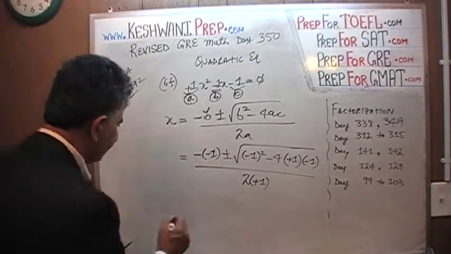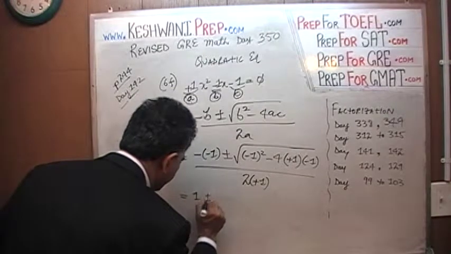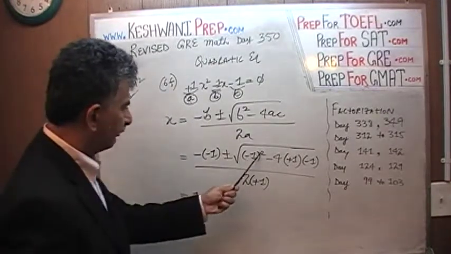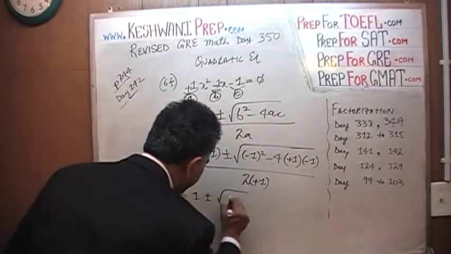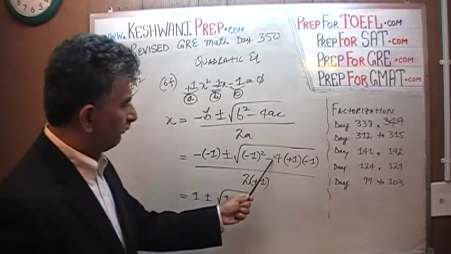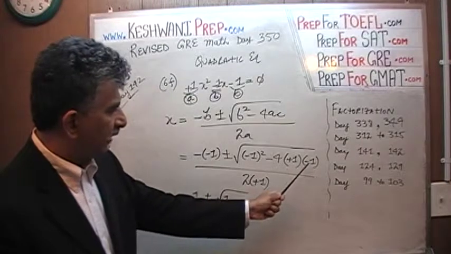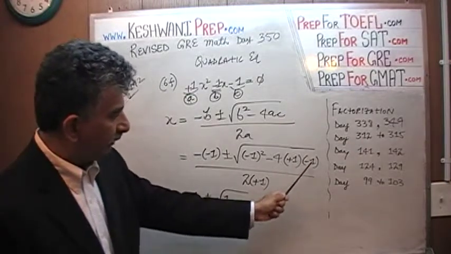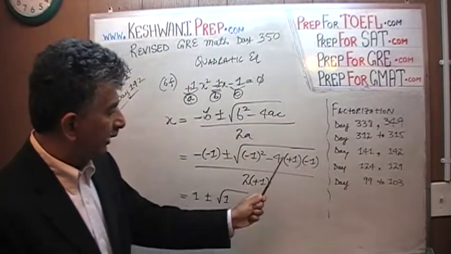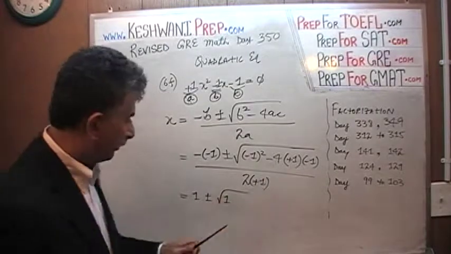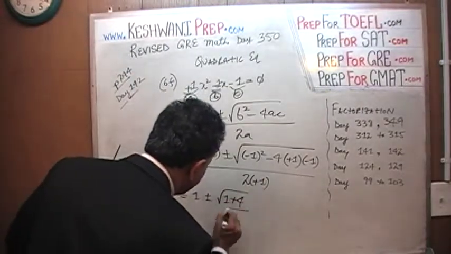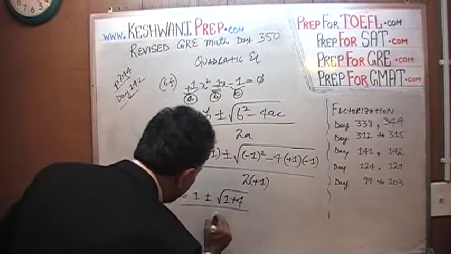Negative times negative 1 is just 1, plus or minus. Negative 1 squared is going to be 1. Negative 4 times positive 1 times a negative 1. Positive 1 times negative 1 is negative 1, and negative 1 times a negative 4 is going to be positive 4. Over 2 times 1, which is 2.